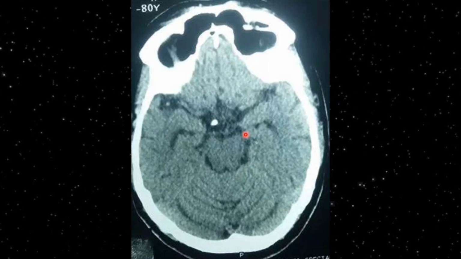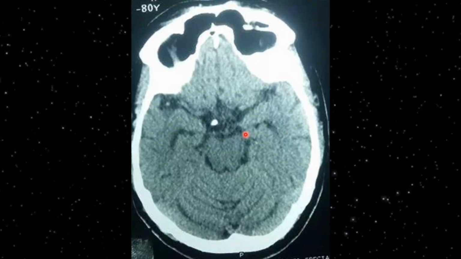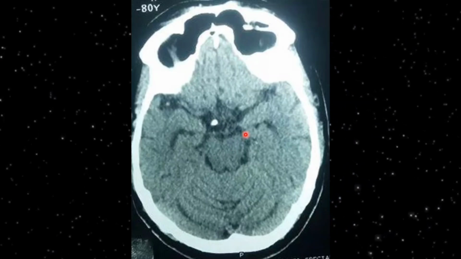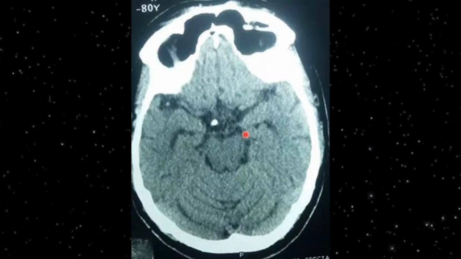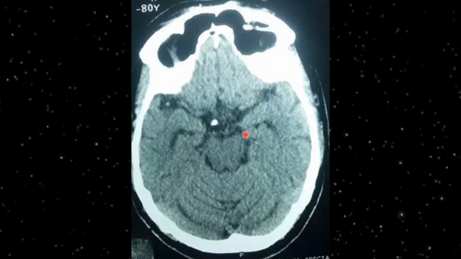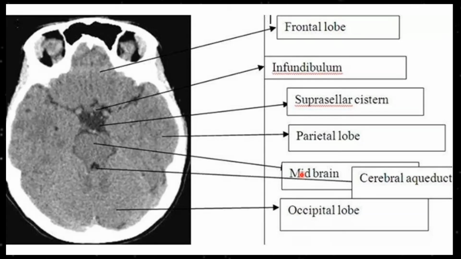Here again, for better understanding, you can see the midbrain, and then the quadrigeminal cistern is visible, and then the suprasellar cistern is visible, and also you can see the infundibulum. So this slide shows all these structures quite clearly. Once again, have a look.